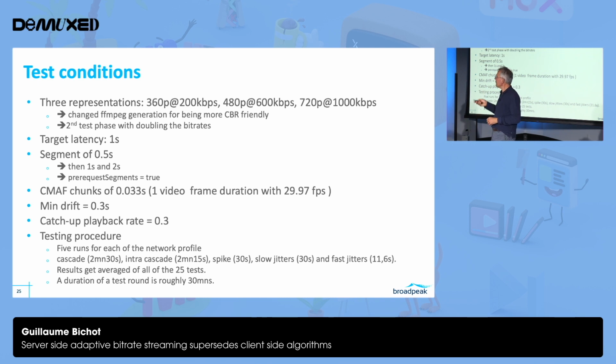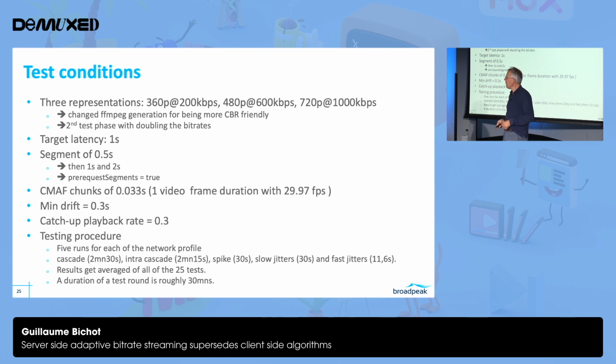So basically, the test conditions were the following: three representations, very small bit rates, 200 kilobits per second, 1 megabit per second. As I said, we changed the FFmpeg parameters in order to be a little bit more CBR friendly than it used to be. We added a new test sequence based on doubling the bit rates, because in our kind of business, it doesn't mean anything to manage such small bit rates. We need to have more substantial bits over the line. We keep the target latency of 1 second.